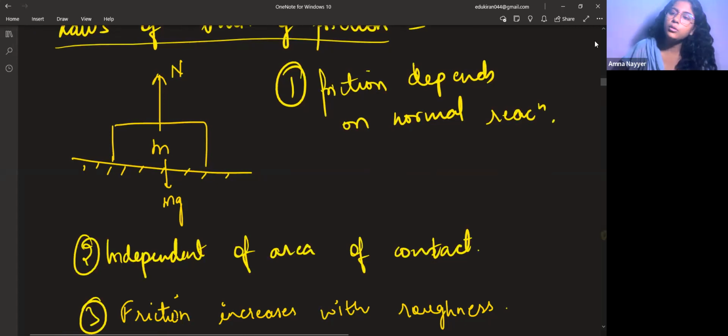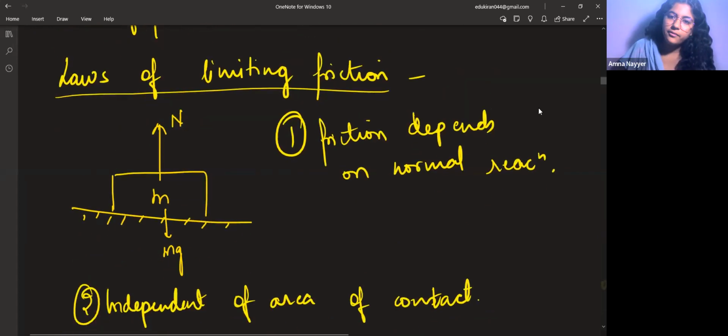See, coming to the laws of friction. When we talk about any law of friction, this is not just valid for limiting, but limiting we are taking because this is in between static and kinetic.